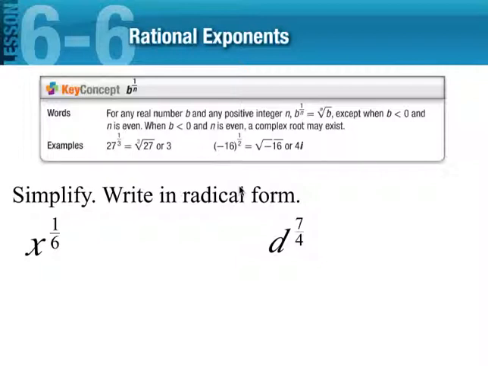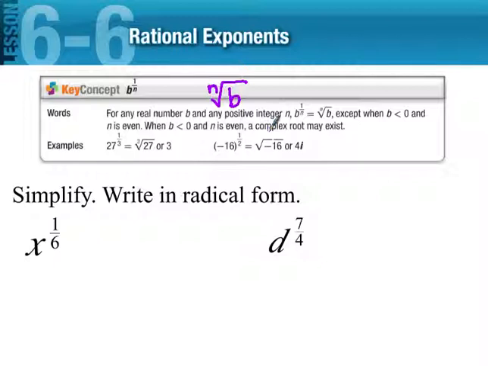Okay, b to the 1 over n power basically means the nth root of b. Okay, it means the nth root of b. So if n is a 3, it would be the cube root. If n is a 4, it would be the 4th root. So it's going to be whatever root you have there.